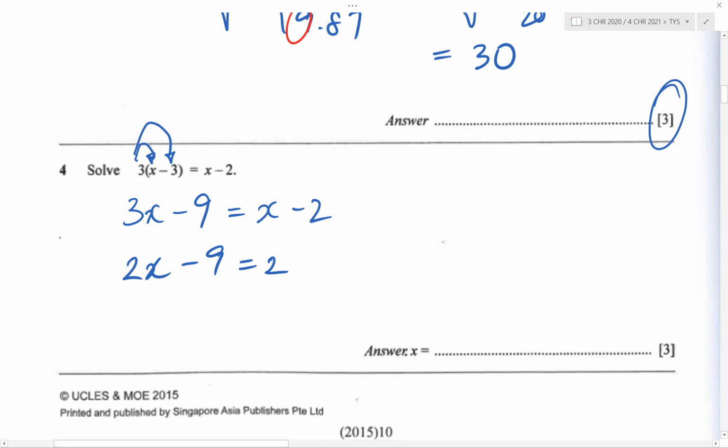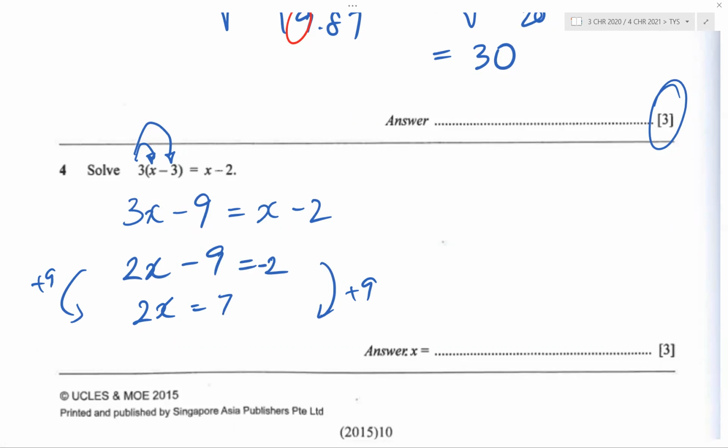So next thing we are going to do is to add 9. I don't want this negative 9. So if you owe somebody $9, you have to pay back $9 so that it disappears. So I'm going to add 9 to both sides. We end up with 2x equals to negative 2 plus 9. So 9 minus 2, we get 7.